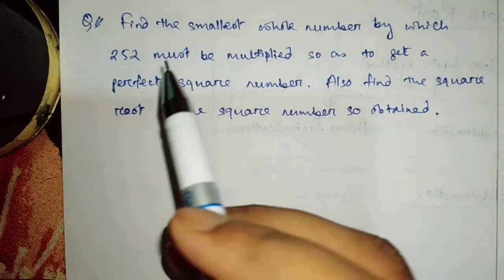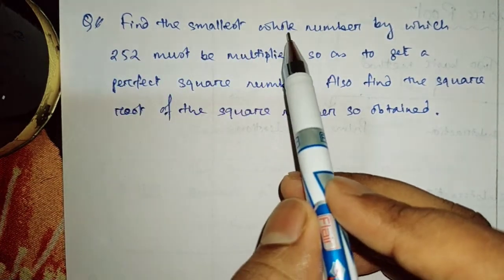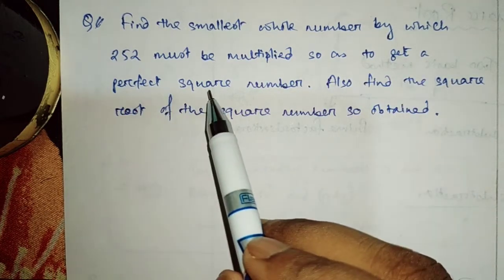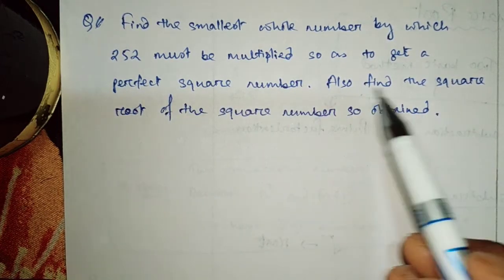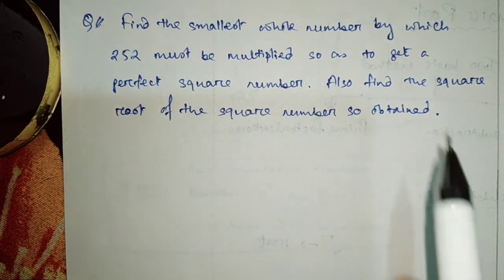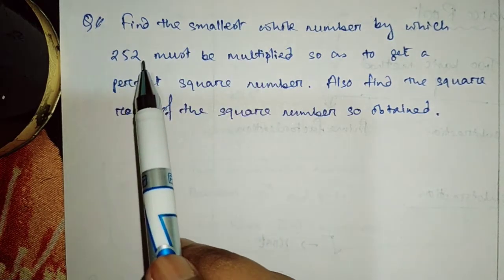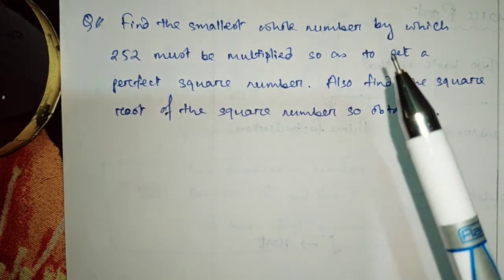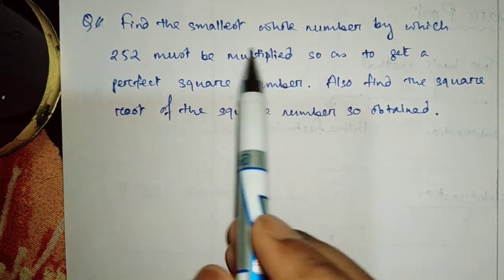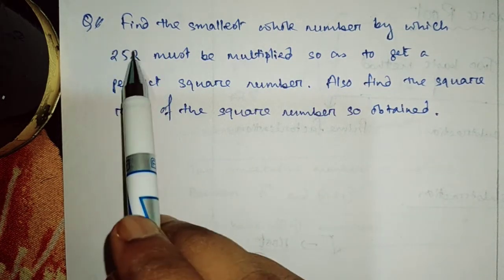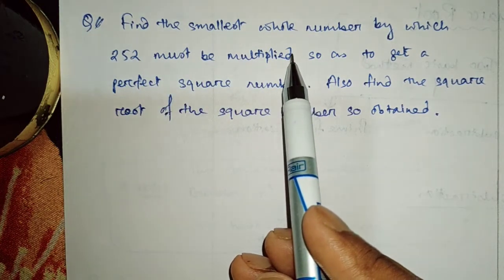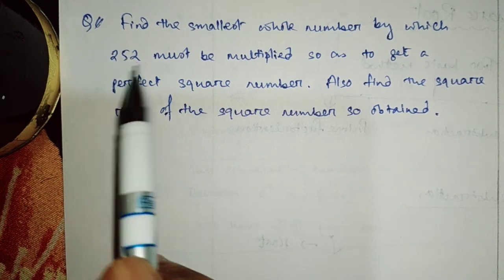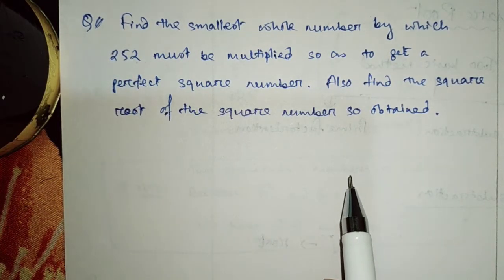One question. Find the smallest whole number by which 252 must be multiplied so as to get a perfect square number, and also find the square root of the square number so obtained. The first part of the question is that there's a number 252, and there's some whole number by which we should multiply 252 to get a square number. Clearly 252 is not a square number. We have to make it a square number by multiplying it with some whole number.